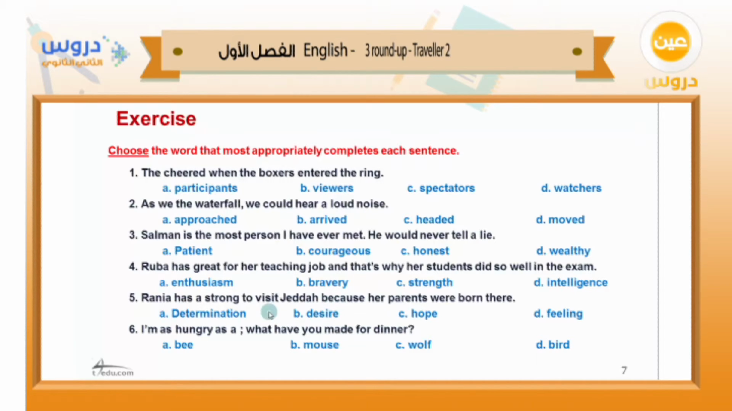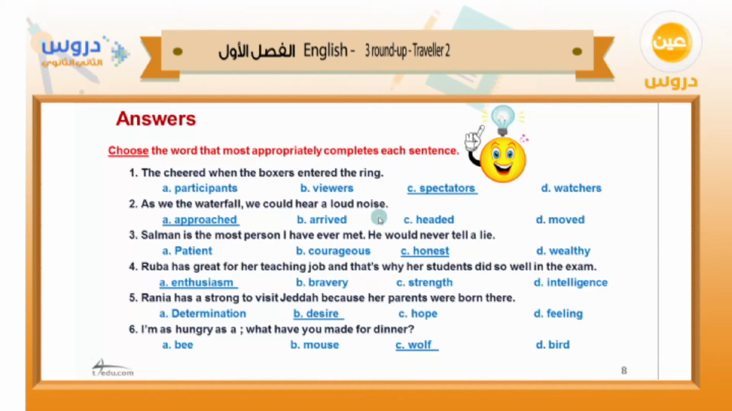And 6, I am as hungry as a what? A bee, a mouse, a wolf, or a bird? What you've made for me, or what you made for dinner. Of course, we say I am as hungry as a wolf. It means you're very, very hungry. You're starving. So let's see the answers.